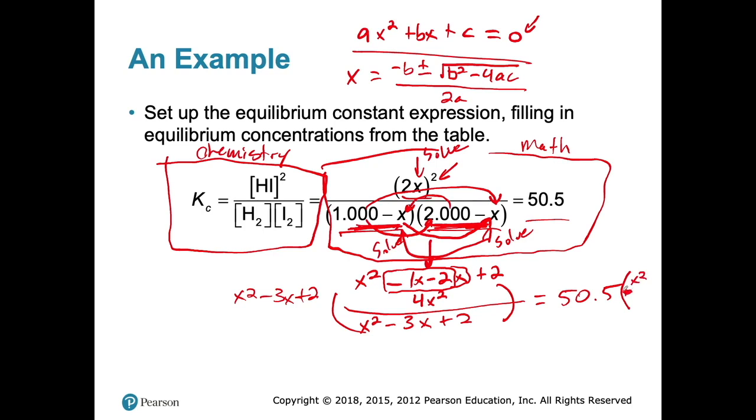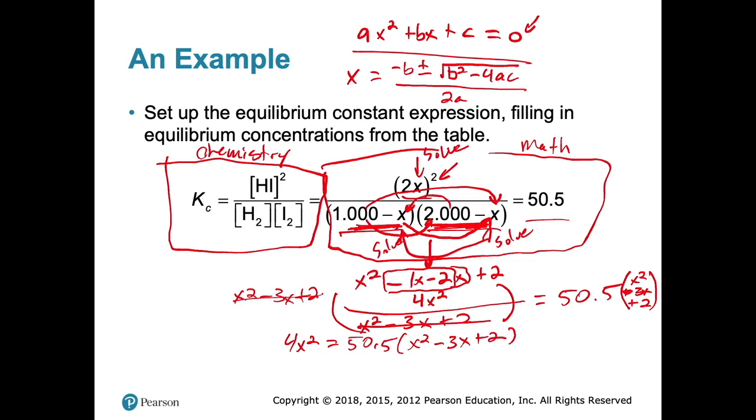Oop, that should be a minus. Plus 2. Right? So what does that do? That cancels out these down there, right? And now you have 4x squared equals 50.5 times x squared minus 3x plus 2. We're almost there, right? We're almost to the point where we have it equal to 0.